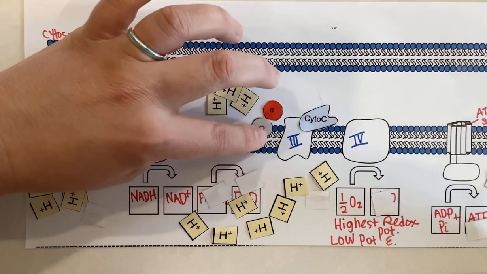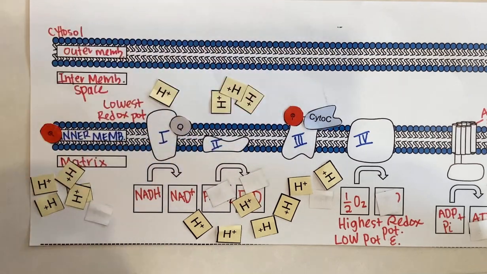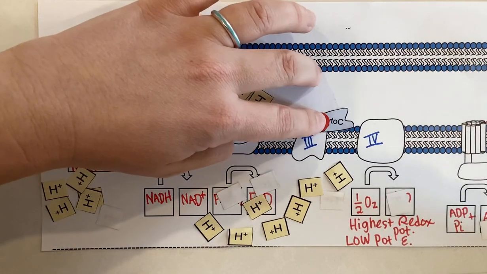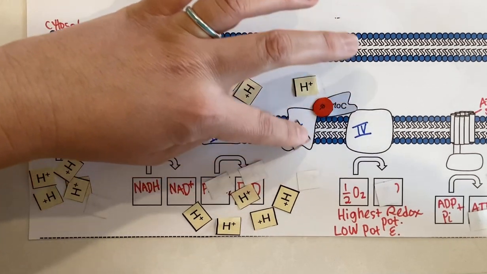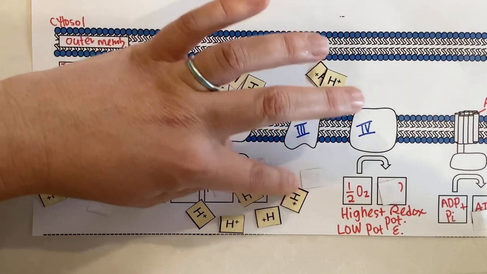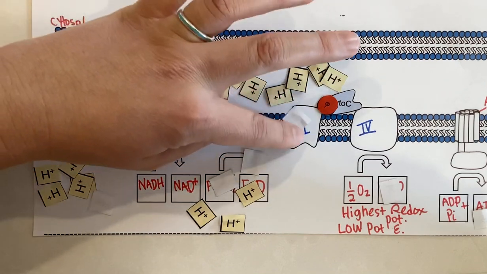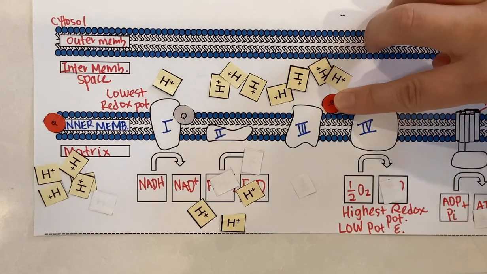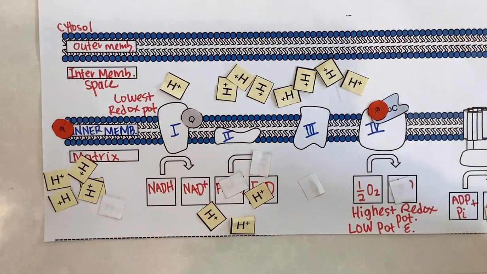And then Q is going to unload its electron and diffuse back. And then complex 3 is going to donate its electron, that same electron, to cytochrome C. And when that happens, 4 more protons are pumped into the intermembrane space. Okay, so now we have 8 protons in this space. And then cytochrome C is going to take that electron and donate it to complex 4. And then this is going to happen twice.